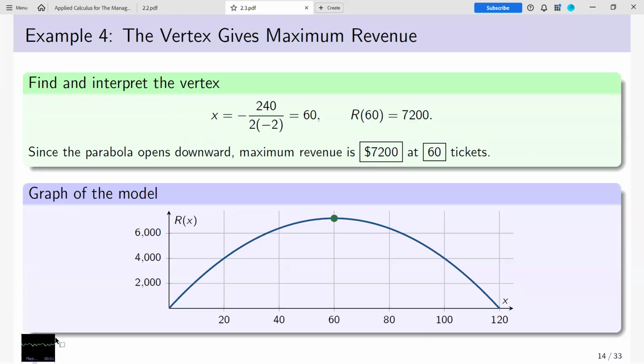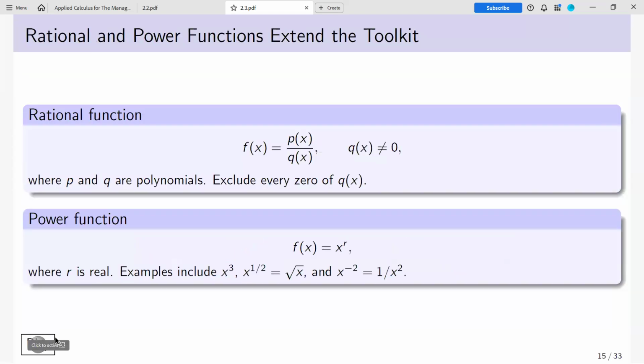The vertex occurs at 60 tickets and gives the maximum revenue of $7,200. The graph confirms that revenue rises, peaks, and then falls. A rational function is a quotient of polynomials and cannot accept zeros of its denominator. A power function has one real exponent, and that exponent controls its domain and shape.